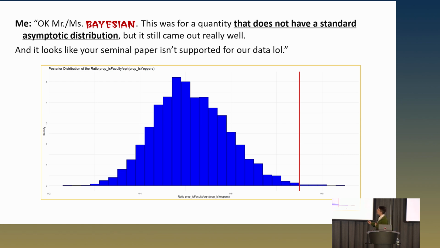OK, Mr. and Mrs. Bayesian, or Ms. Bayesian, this was for a quantity that does not have a standard asymptotic distribution, but it still came out really well. And it looks like your seminal paper isn't supported by our data. The seminal paper says it should be 3/4, but here's the posterior distribution according to our data. I could compute something like a p-value, how much stuff is in this tail. I can just ask ChatGPT to do it. So the point, again, is this allows you to answer questions about quantities that there is absolutely nothing standard for.